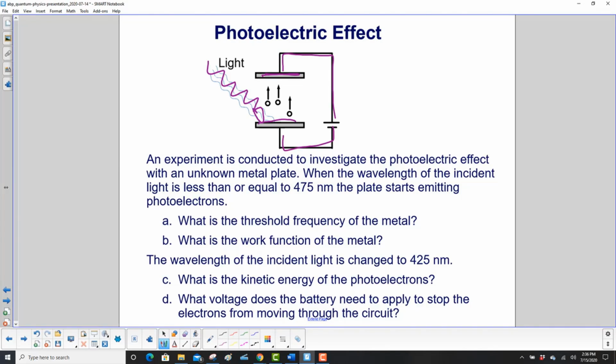So what is the threshold frequency of the metal? What is the work function of the metal? We then change the wavelength of the light to 425 nanometers. What is the kinetic energy of the photoelectrons? What voltage does the battery need to apply to stop the electrons from moving through the circuit?